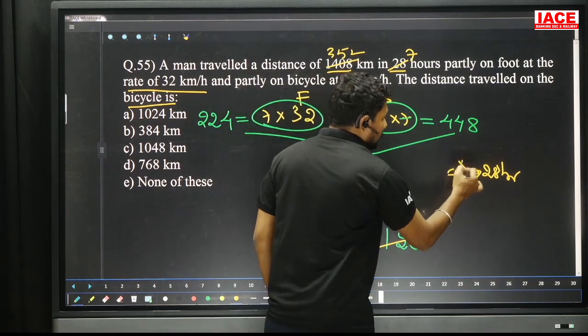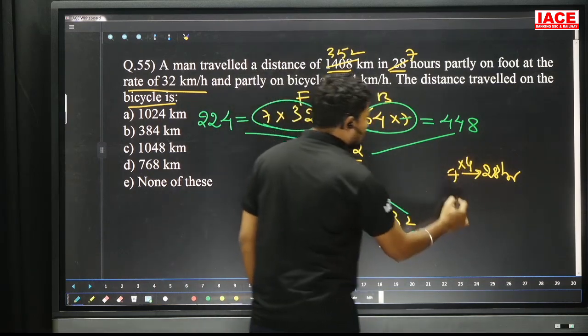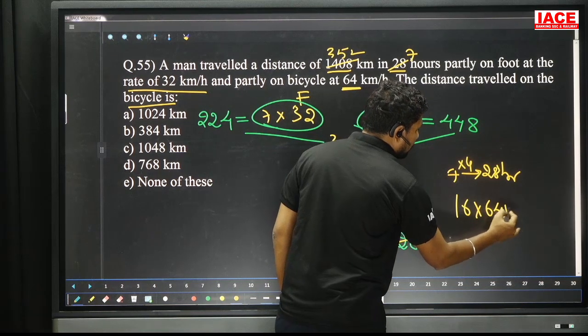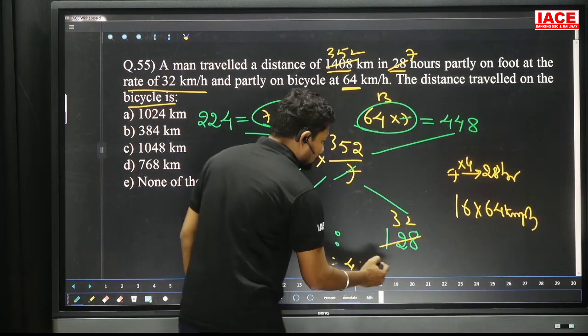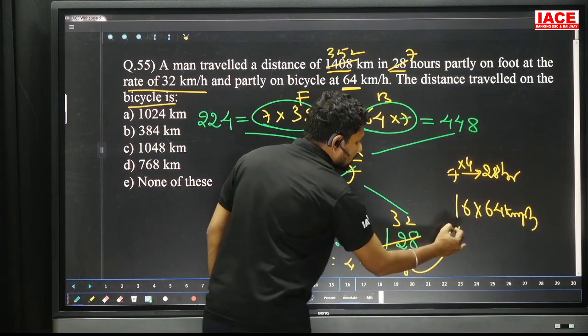7 parts is equal to 28, so 7 4s are 28, and 4 4s are 16. 16 into 64 km per hour. Here 4 parts is equal to how many hours? 16 hours. This 16 hours I am taking here.